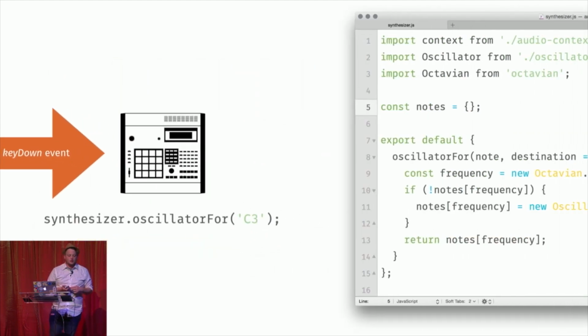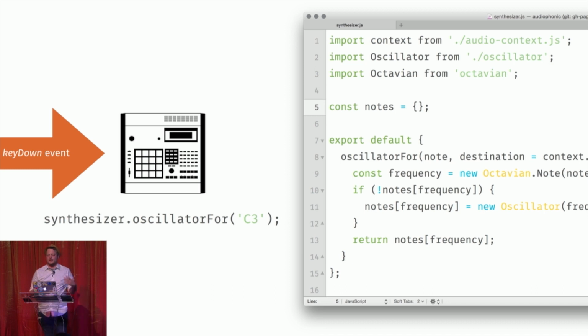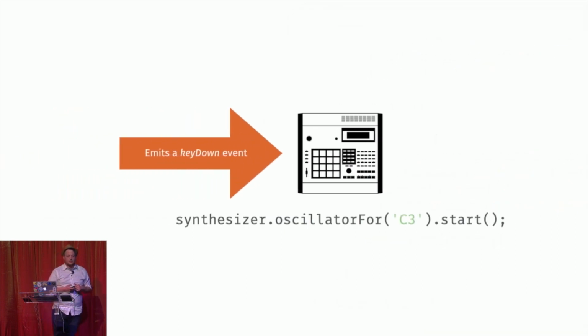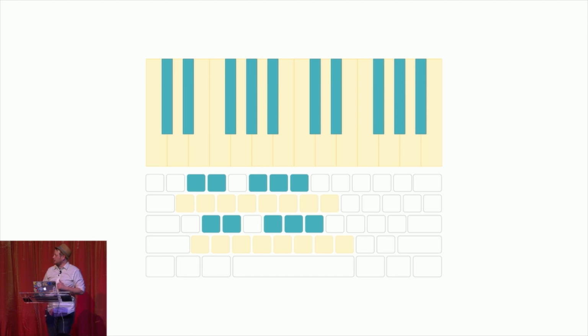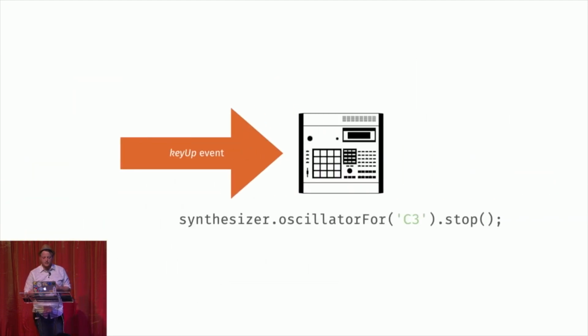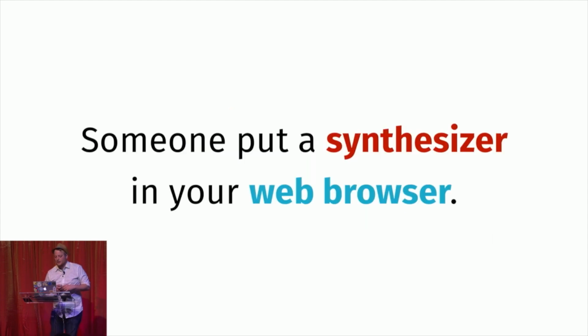There's a little syntactic sugar here, which basically fires up an oscillator. If we don't have one, it makes it. If we have it, we just turn it on. That's it, so we start the oscillator. When they take their finger off, we stop the oscillator. And that's it. We've created a synthesizer in our browser.